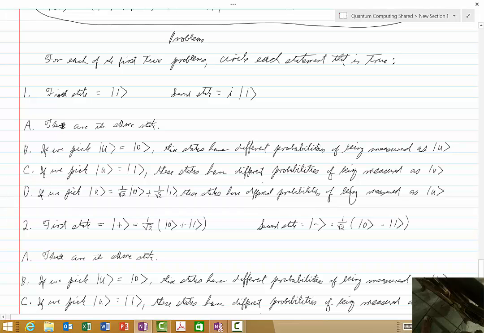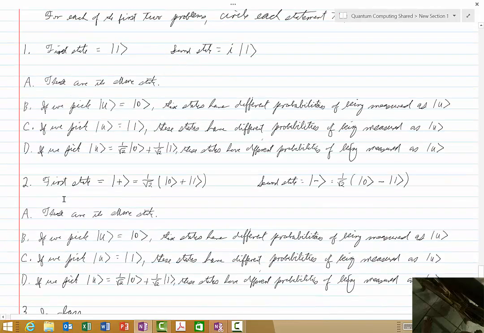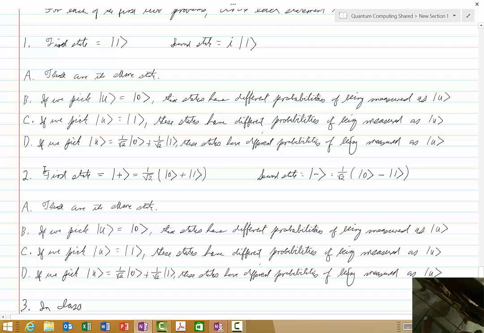At least one of these four statements is true, perhaps more than one is true, so you need to circle the true ones. And in the second problem, exactly the same kind of situation, except now the first state is defined here, the second state is defined here, and once again the choices A, B, C, and D are exactly the same as in problem 1, and again, at least one of those statements is true, perhaps more than one. You need to circle all those that are true. And then finally, problem 3 will be given in class. And so that concludes lecture 4, and good luck.